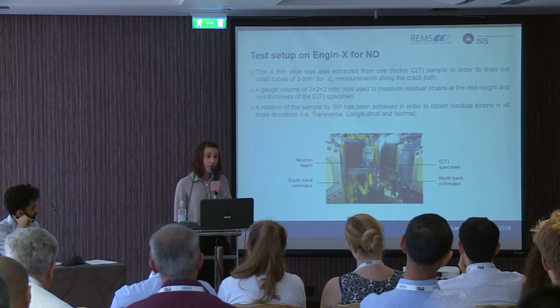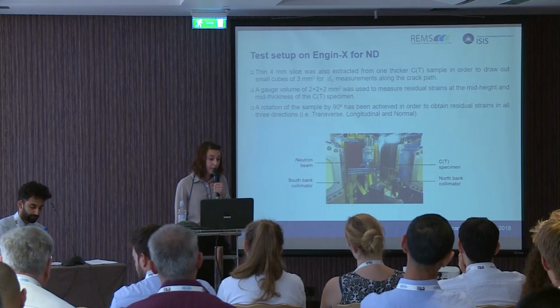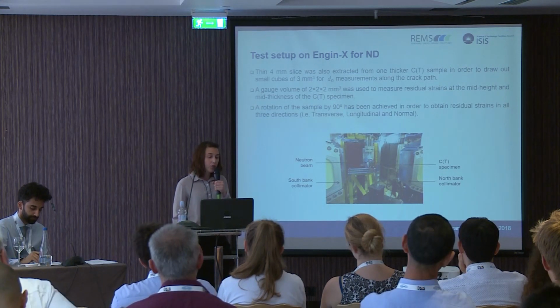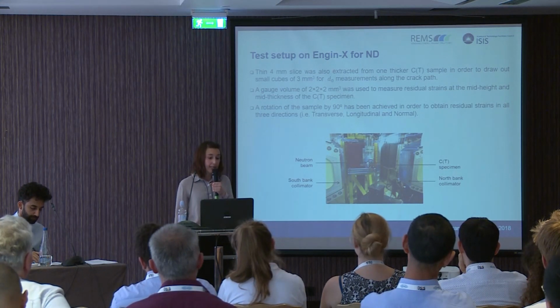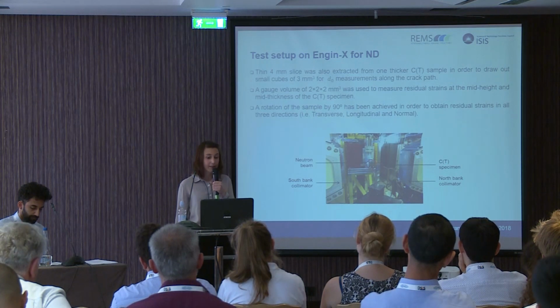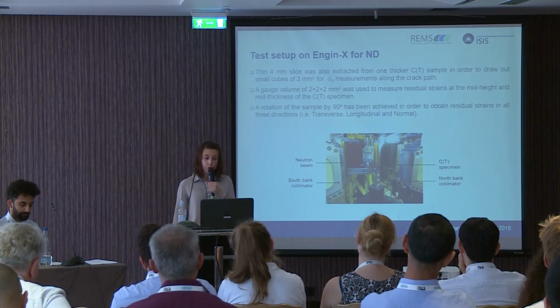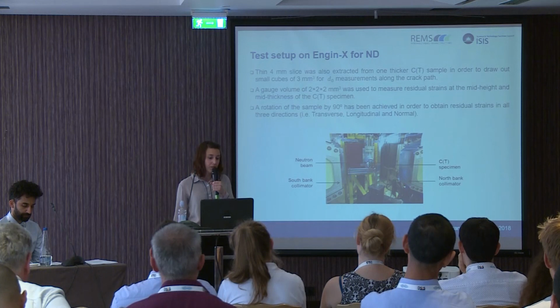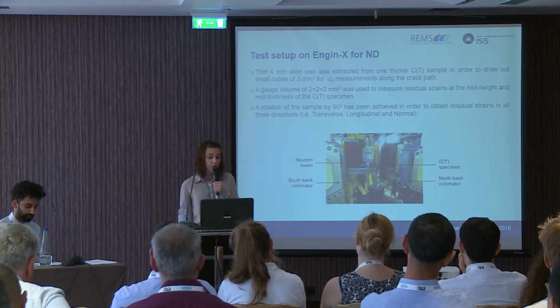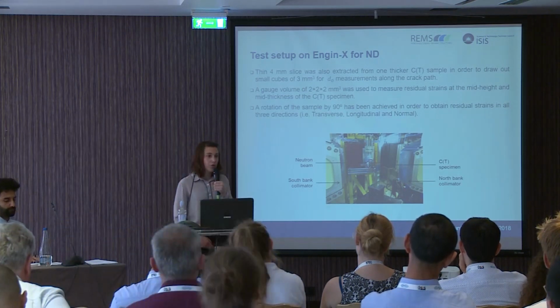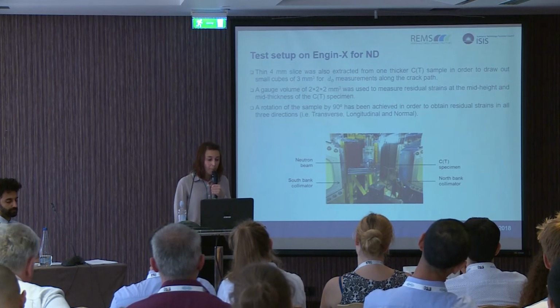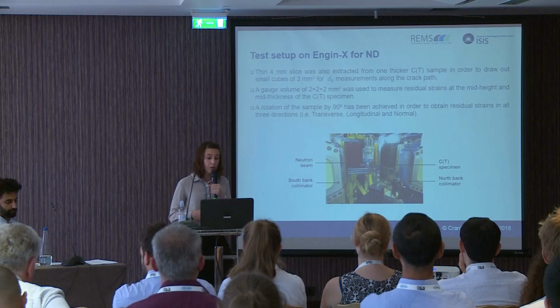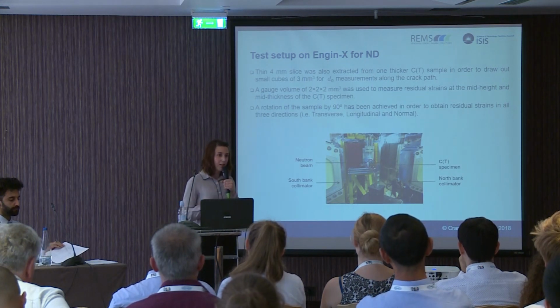So regarding the neutron diffraction measurements on NGINX, we also extracted a thin 4mm slice from one thicker compact tension specimen in order to cut small 3mm cubes for the D0 measurements along the crack path. So I'll just show you later where we use the D0. And a gauge volume of 2x2x2 was also used to measure the residual strains at mid-height and mid-thickness of the sample.